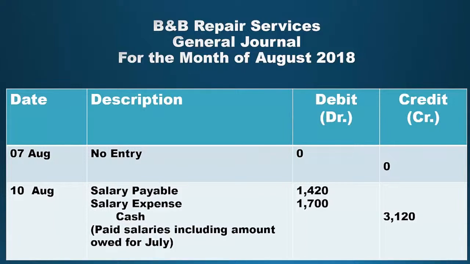The journal entry for this transaction was debit salaries payable, $1,420, debit salaries expense, $1,700, credit cash, $3,120. This tells us we need to post to 3 ledgers: salaries payable, salaries expense, and cash. Posting to the ledgers. Salaries payable ledger.